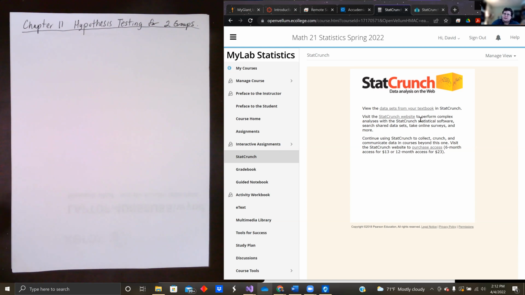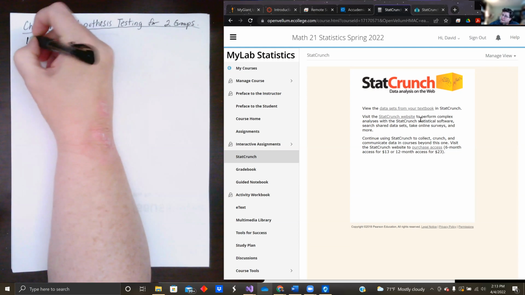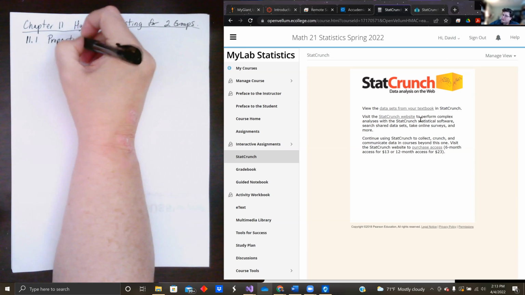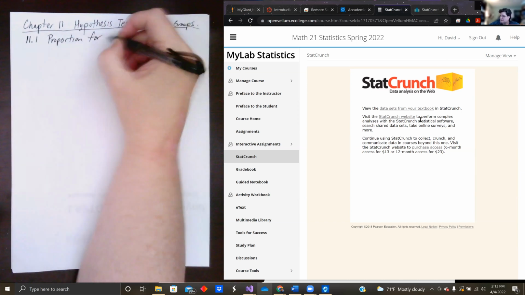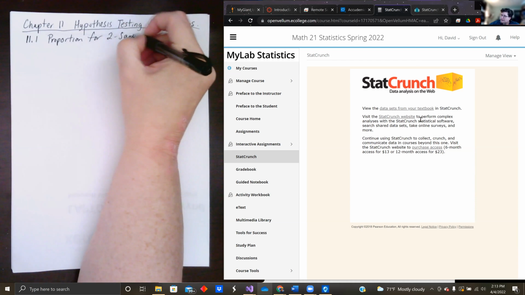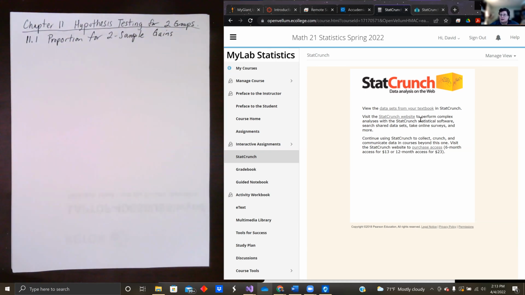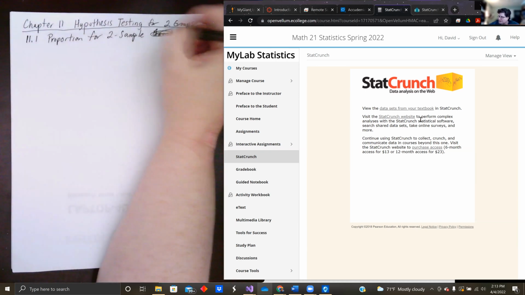We just finished chapter 10 last week, which was on hypothesis tests for one group, where we did proportions and means. Now we start looking at hypothesis tests for two groups. We're going to have one for proportions today. So 11.1 should be proportions: proportion for two sample groups. Then we'll look at means after we come back from break.